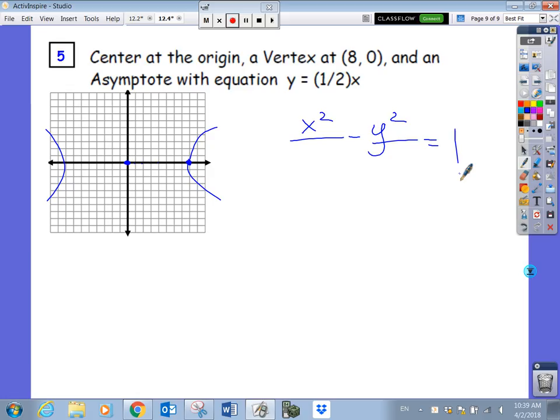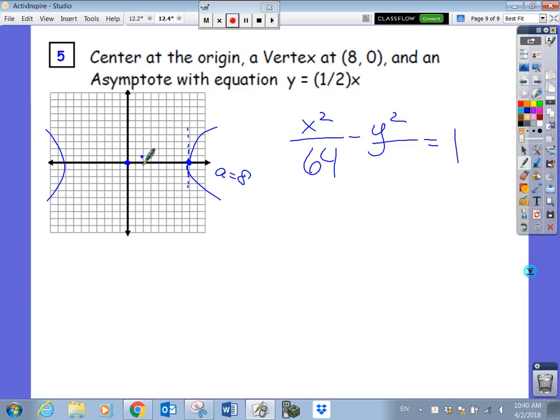We also know the distance from the center to the vertex is a. So a is 8. 8 squared. So we can put 64 under the x squared. Now we just have to find the b squared, and that's where our asymptote is going to come into play. So the asymptote, it tells us, is 1 over 2. So up 1 over 2. Okay, but that's not where our box is. Okay, our box is somewhere out here. We just don't know how far up and down to go.